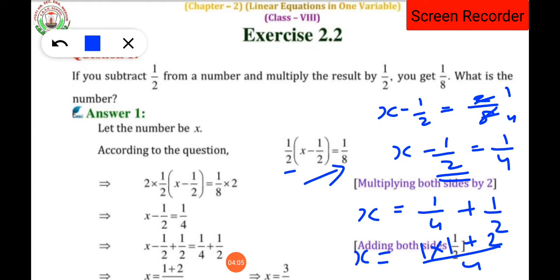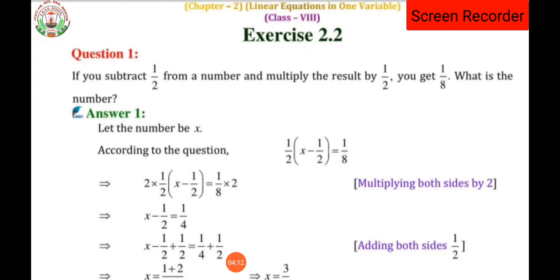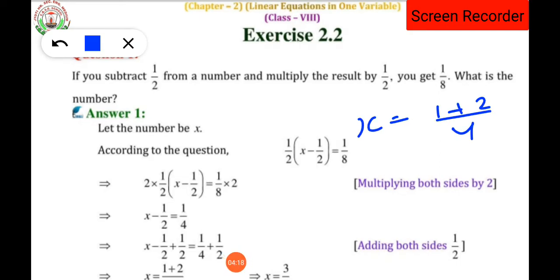So x is equal to how much are we getting? That is 1 into 1, 1 itself, isn't it? So we are getting the answer as x is equal to 1 plus 2 by 4. So x is equal to 1 plus 2, which is 3 upon 4. Have you understood what the answer will be? The answer is x is equal to 3 by 4.